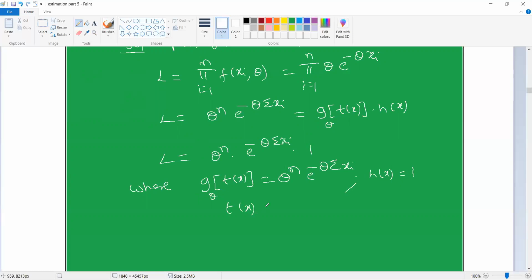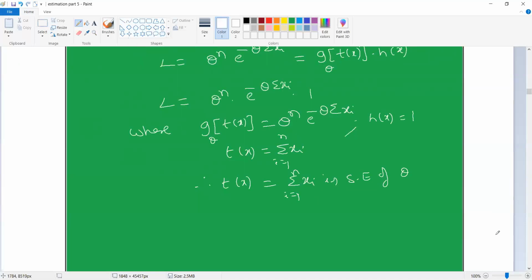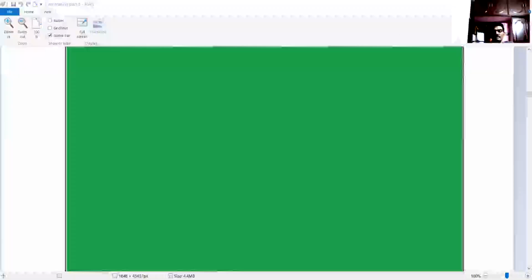T(x) is equal to what? The function of the sample observations here is summation xi, i equal to 1 to n. Therefore, T(x), summation xi, i equal to 1 to n, is a sufficient estimator of the parameter theta. For the exponential distribution, summation xi is the sufficient estimator of the population parameter theta.